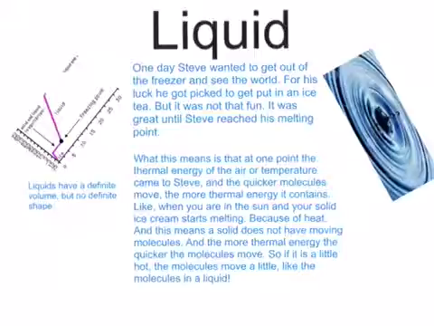What this means is that at one point, the thermal energy of the air or temperature came to Steve, and the quicker molecules move, the more thermal energy it contains. Like when you are in the sun and your solid ice cream starts melting because of heat. This means the solid does not have moving molecules, or they're very tightly packed, in other words. And the more thermal energy, the quicker the molecules move. So if it is a little hot, the molecules move a little, like the molecules in a liquid. So what does this tell us? Steve turned into a liquid because of melting.